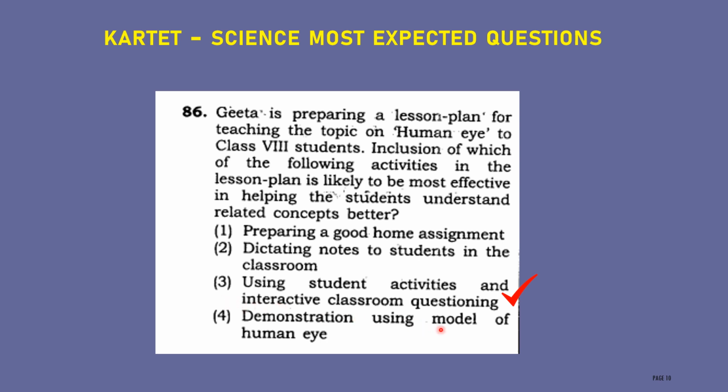Then demonstrating using model of human eye, because human eye is one of the body parts of human beings, therefore they have to know better. Demonstrative method is not the good one, but if the students are involved in the activities, then that is very important, then the students can understand very easily. Therefore third one is the correct answer.